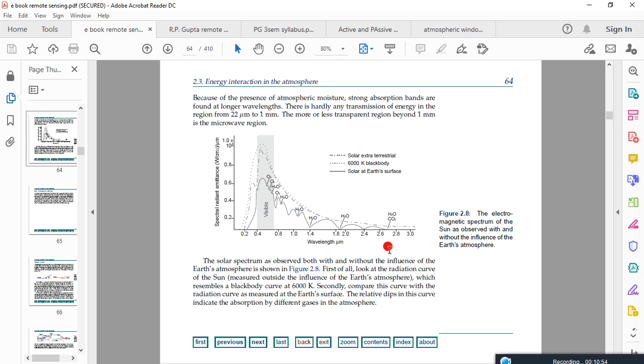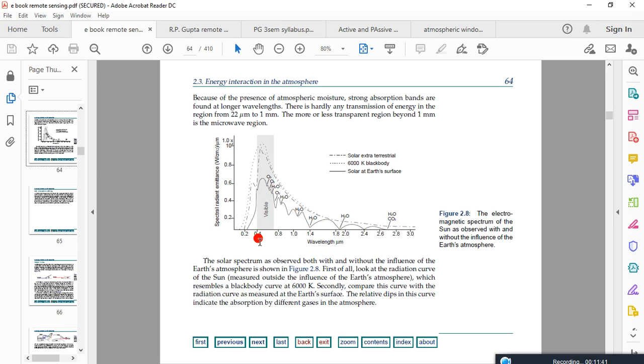So this region is known as the microwave region. Now let us see this diagram. This diagram shows the electromagnetic spectrum of the sun as observed with and without the influence of the Earth's atmosphere. So we are talking about the interference of the molecules of water, carbon dioxide, and ozone, which are present in the atmosphere. If there was no atmosphere, that is, if there was vacuum, how would the spectral curve be? And if there was the atmosphere, then how would that spectral curve be? More or less it is not changing, right? But it has some bumps here. Due to these we find the windows.